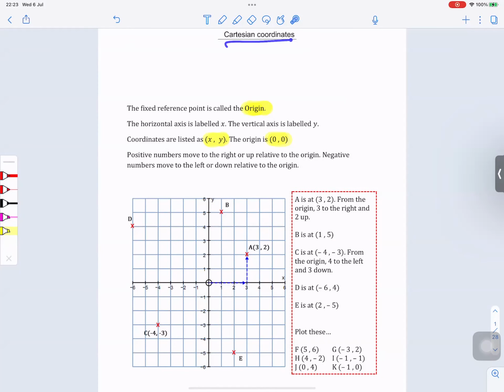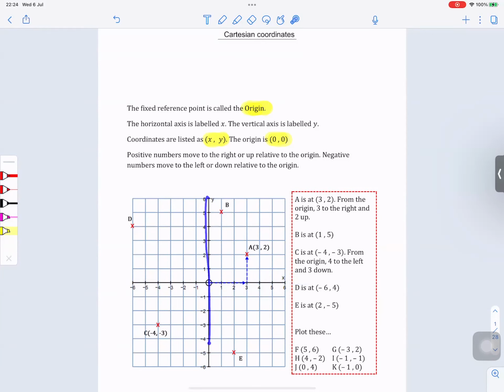Cartesian coordinates. The fixed reference point is called the origin. So this point there is called the origin. The horizontal axis is labeled the x-axis.